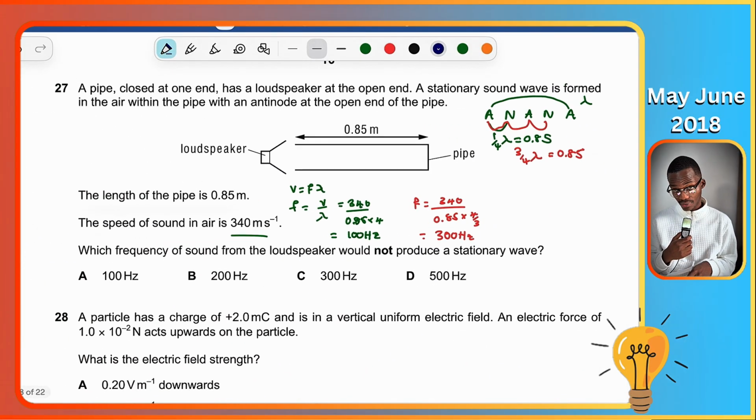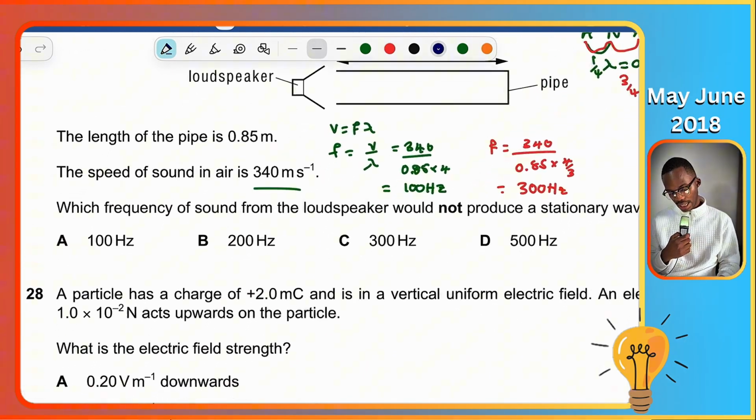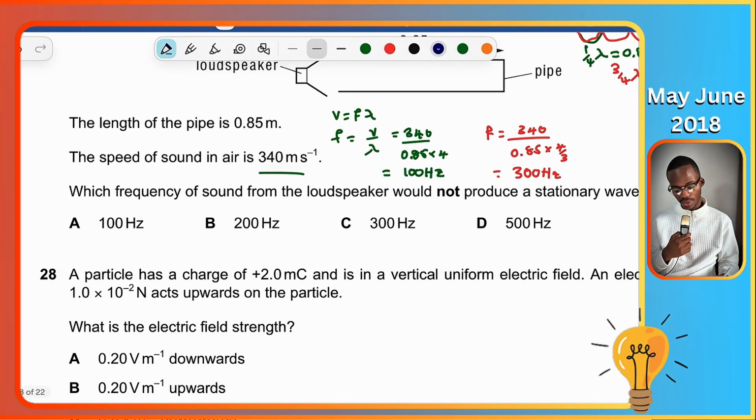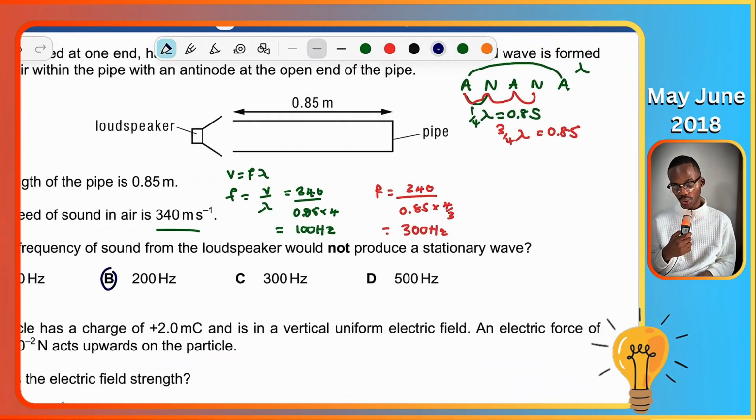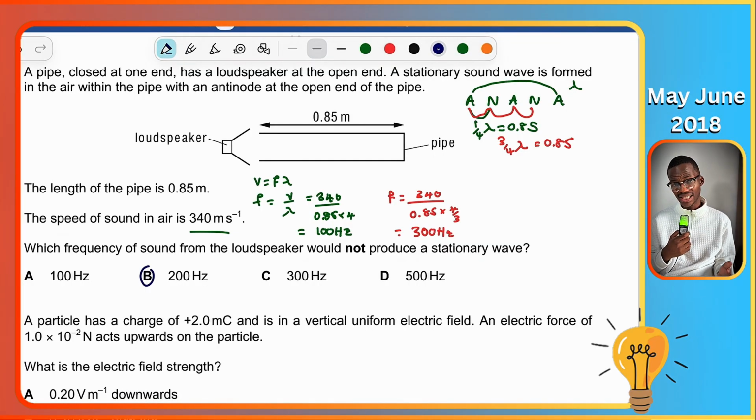So you see, we went from 100 to 300. It's going to get higher and higher, and 500 will actually be produced, but we can't get 200 because we strictly went from 100 to 300 hertz. I hope that makes sense.